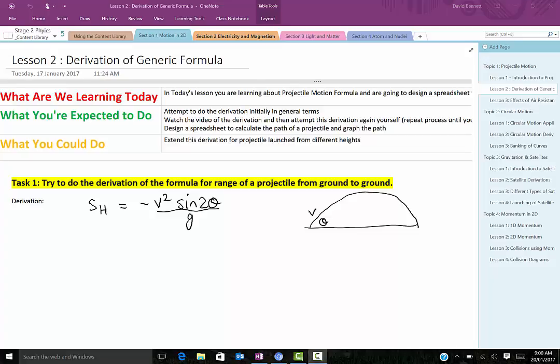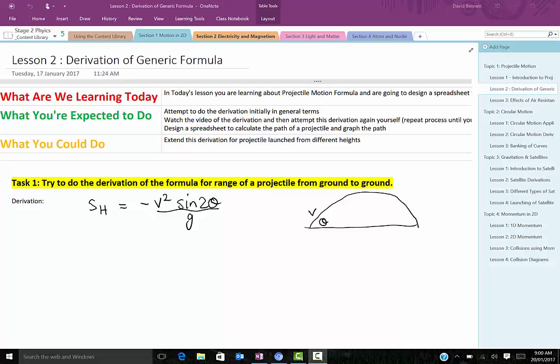G'day, how you going? In this video today we're going to look at doing a derivation of a generic formula. Now you might use this if you're, say, designing a game. This would allow you to have any input cells, and so if you've got a generic formula with those input cells, you can then get the projectile to do what it needs to do.